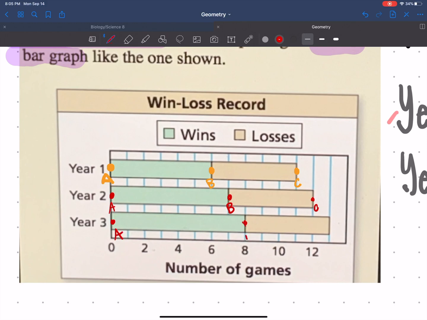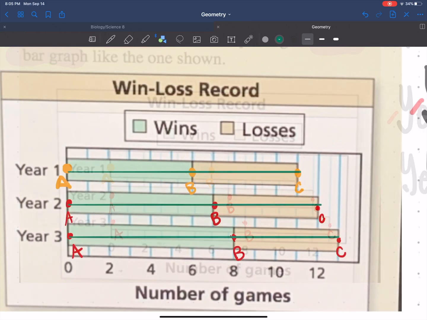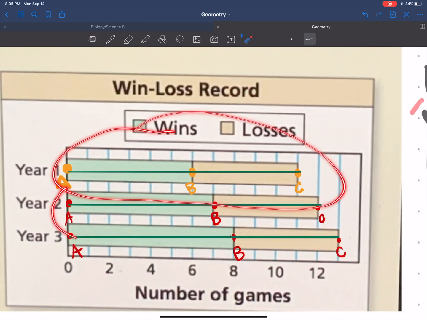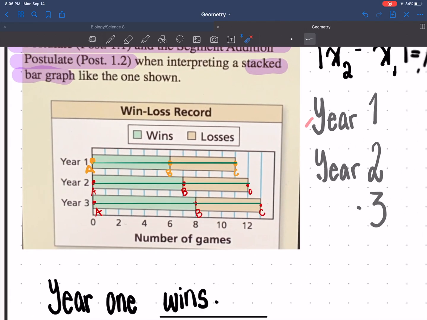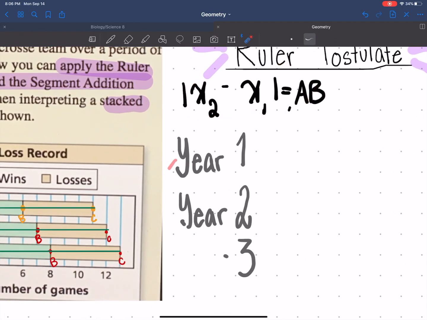And you can see that you can make lines out of this bar graph when you identify points. So now that we've identified all the line segments, we can begin to use the ruler postulate. The ruler postulate formula is right here, where x subscript 2 minus x subscript 1 is equal to AB. We can apply this formula to the bar graph.